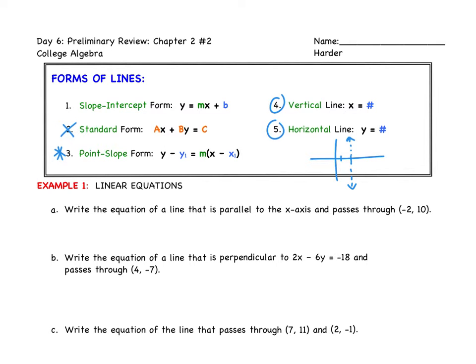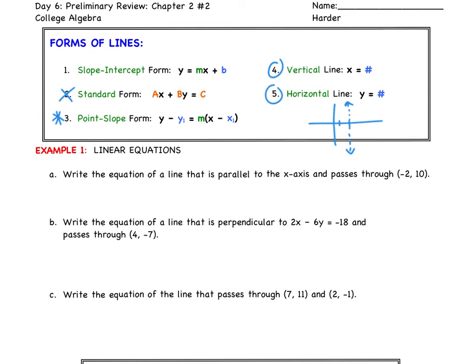Okay, we are going to see how to use these in example 1. There's a few different parts to it. Example 1a, write the equation of a line that is parallel to the x-axis and passes through -2, 10. In my opinion, this is the hardest one out of the 3. I think it would be helpful to sketch it out so we know exactly what's happening. If we go to sketch this out, -2, 10, it doesn't have to be exact, but -2, 10 is somewhere up there.